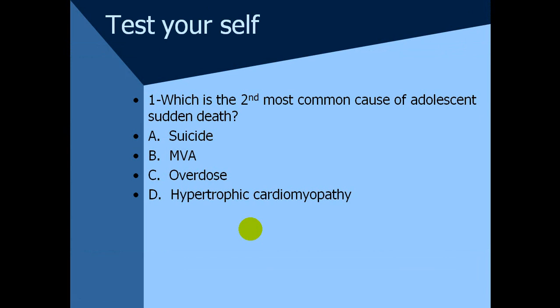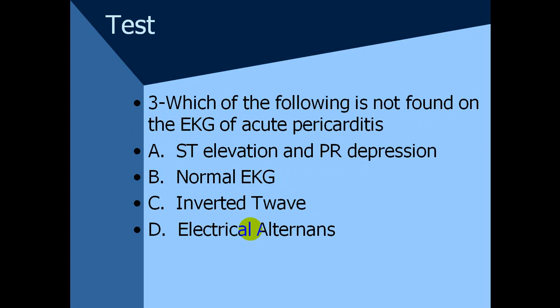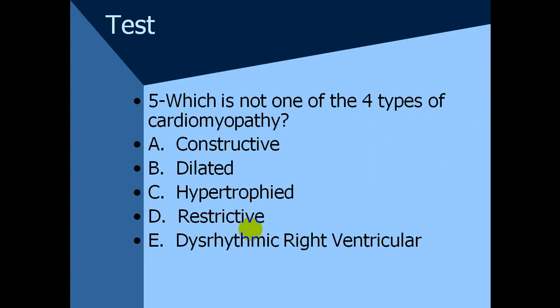And this is the test, you can follow it. Test 1: which is the second most common cause of adolescent sudden death? Which of the following is not useful in cardiac tamponade? Which of the following is not a sign found in the ECG of acute pericarditis? Number 4: which is not a sign or symptom of acute pericarditis? Number 5: which is not one of the 4 types of common cardiomyopathy classes? Thank you for the active participation.